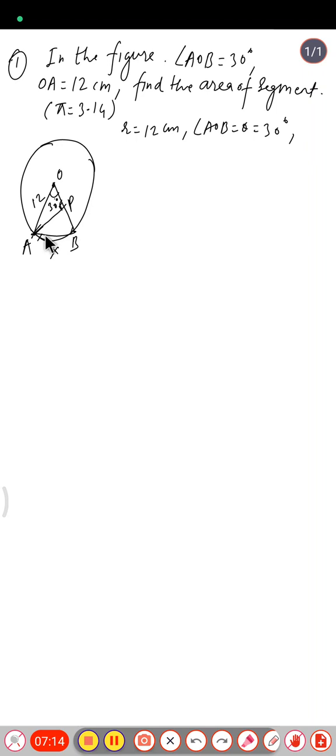So we have to find out this area of segment, right? As we know, we draw a straight line AP, which is perpendicular on segment OB.